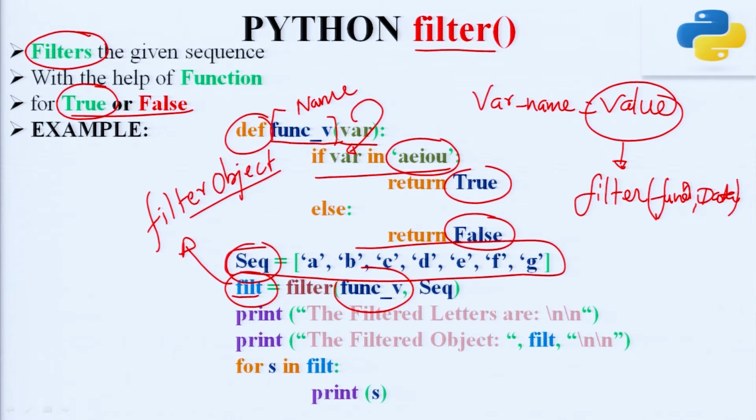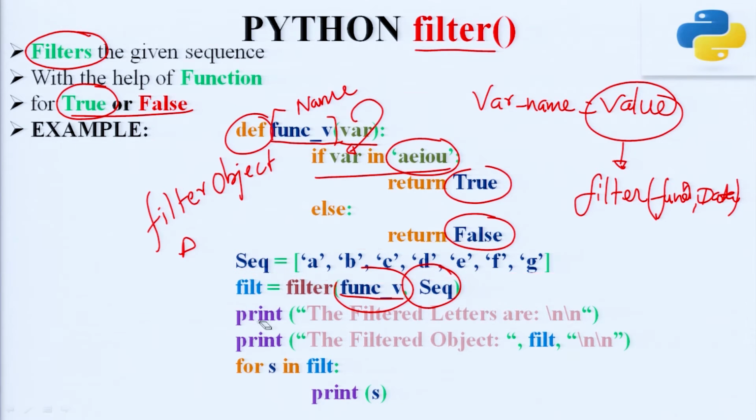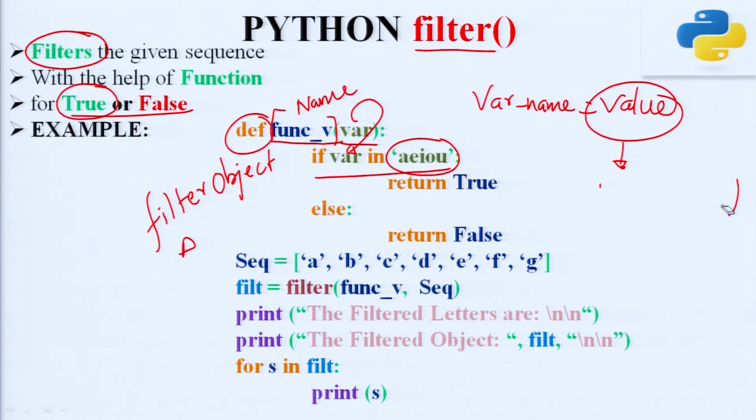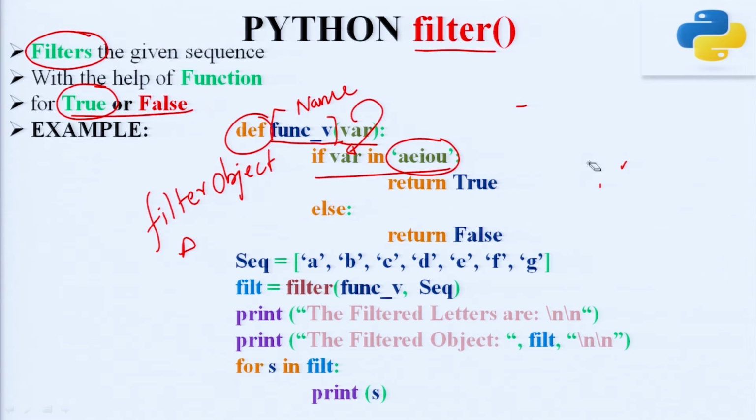This is the order of the filter function. Here you can see the very first argument is your function, that is func_v, and the second one is the seq. Both pieces of information are provided to the filter function and will be stored by the filter object.